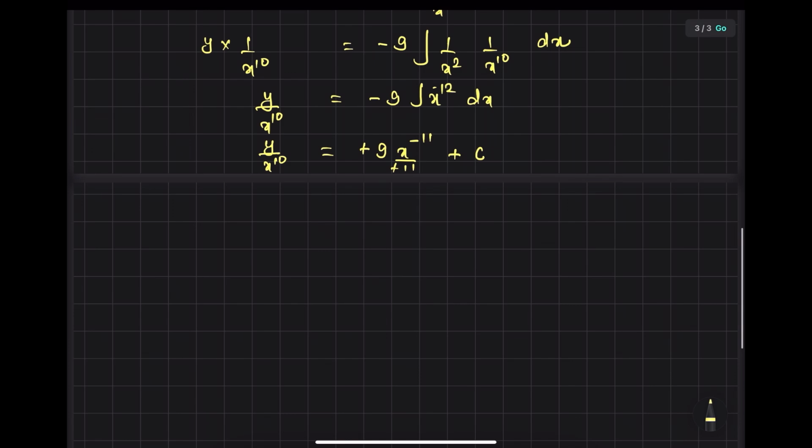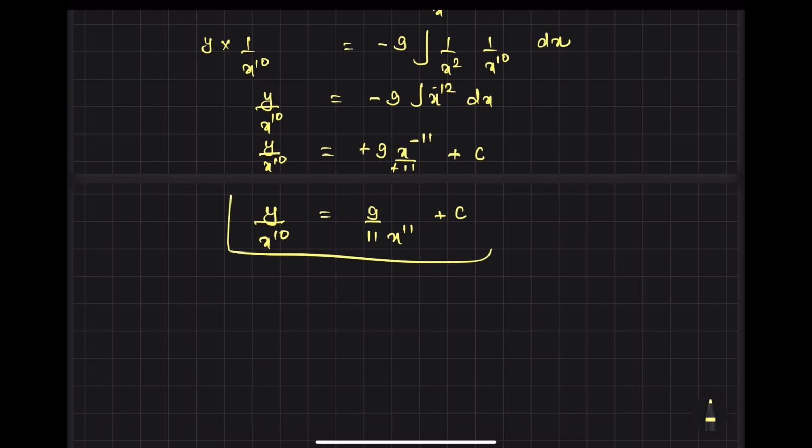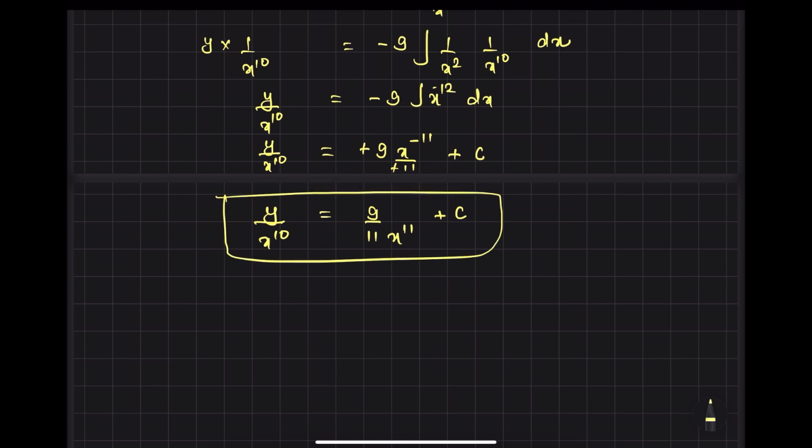Now let's write down the final result. So we have y by x power 10 is equal to 9 by 11 x power 11 plus integration constant c. I hope the idea is clear. So this is your function. Now we have to find out the value of integration constant c. So how will we do that?